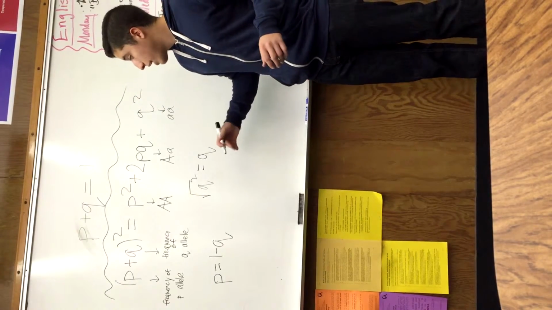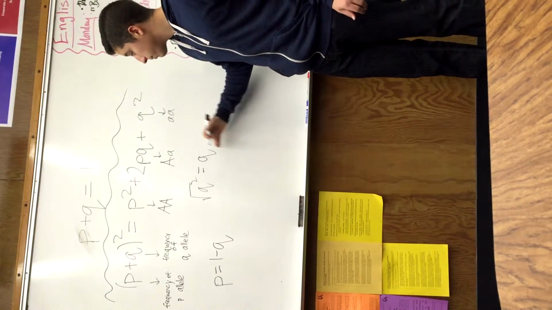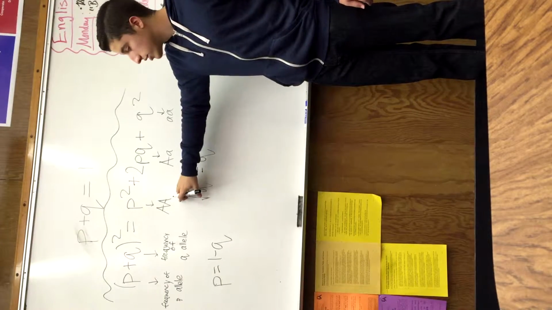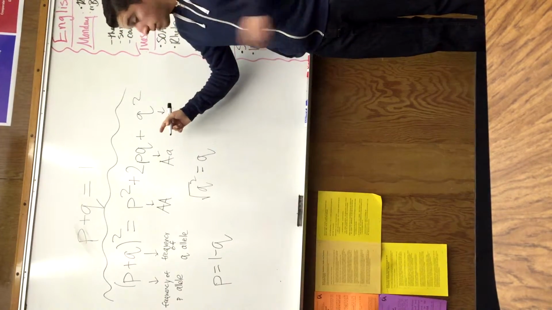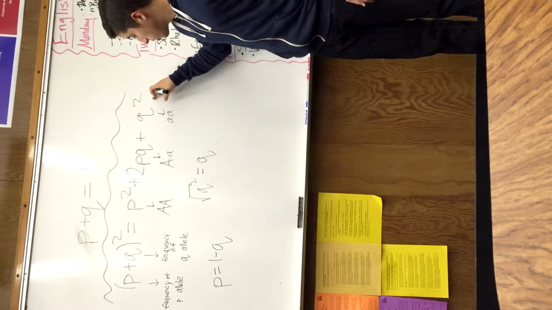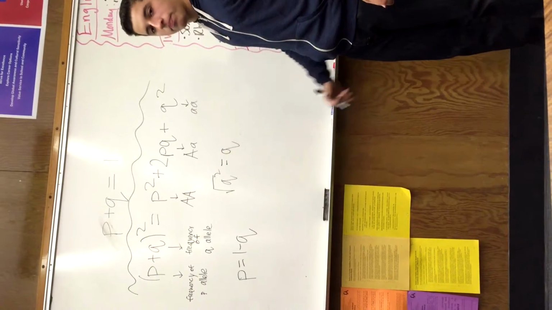Once we do this, we can find all of the genotype frequencies, because all we have to do is plug it in. Once we have our p, we square it, and we get our homozygous dominant genotype. We use our 2 and substitute in p and q, and we get our heterozygous. And we substitute in q, square it, and we get our homozygous recessive genotype.